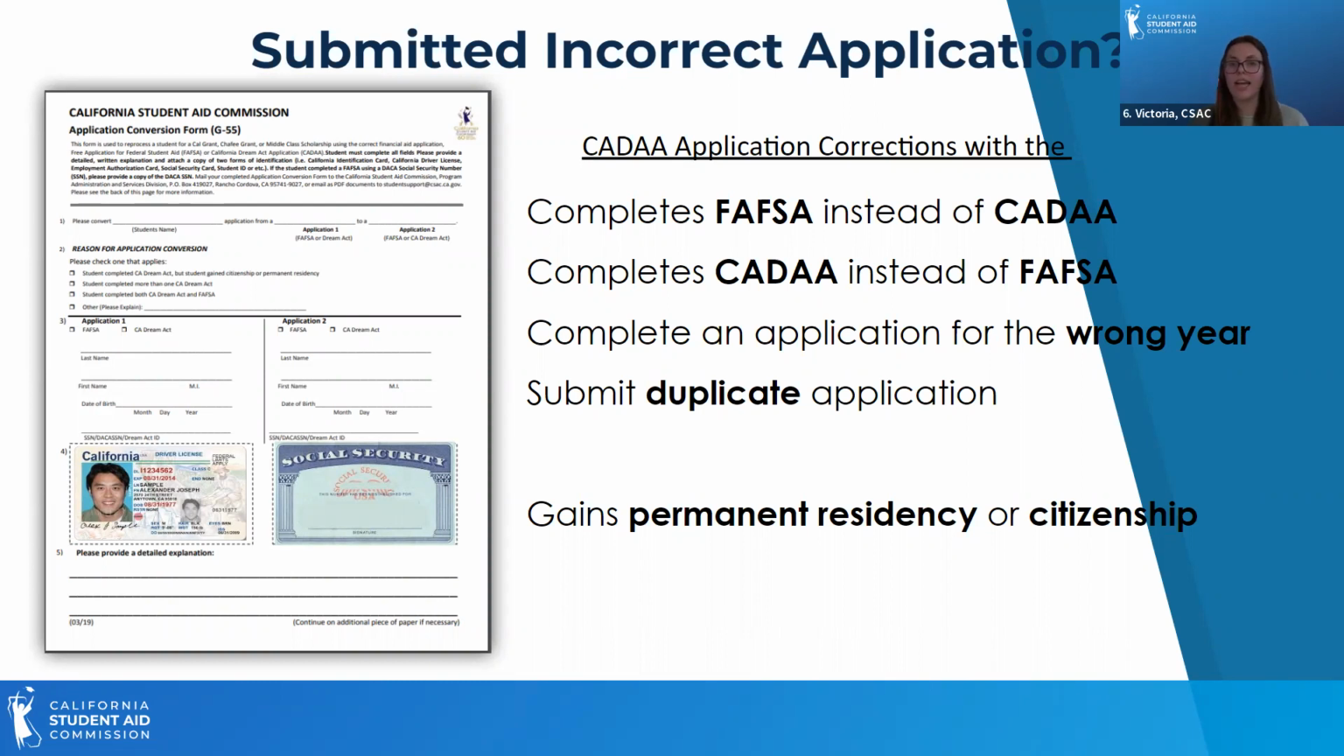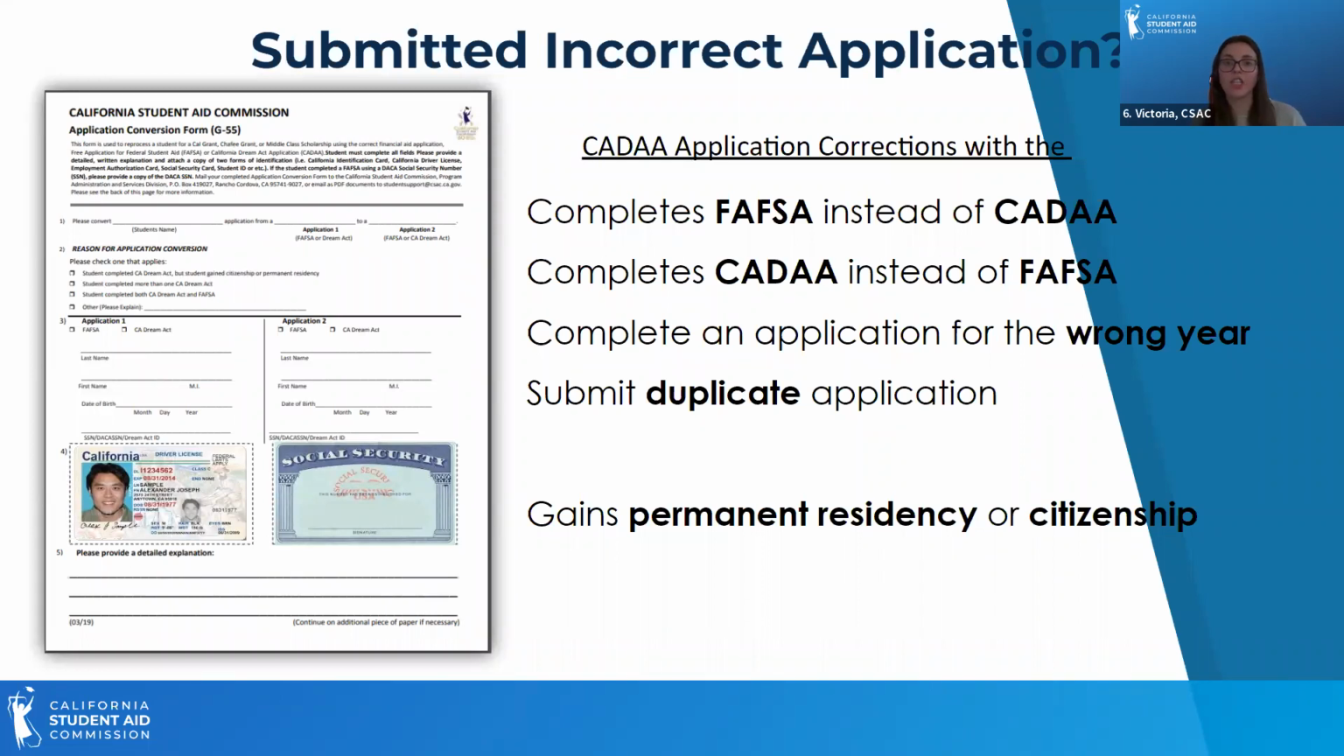The other end of that is the example that we had in the chat where the student does complete the right one. So they do the CADA for their current status, and then they gain permanent residency and become eligible for the FAFSA. At that point, same process: we want the student to complete the FAFSA and then have the G55 conversion form submitted on behalf of the student. Other cases that we see is if the student submitted it for the wrong year, same thing, have them submit for the correct year and then reprocess.